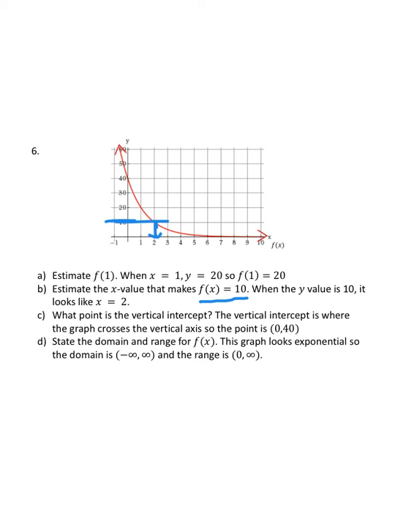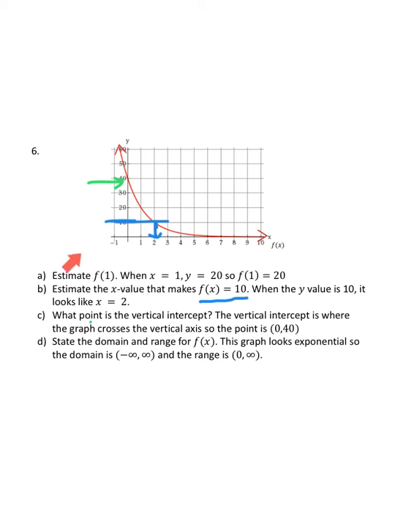What point is the vertical intercept? The vertical intercept is where the graph crosses the vertical axis. Right there at 0, 40, and it says here a point, so I'm going to put it in point form, (0, 40).